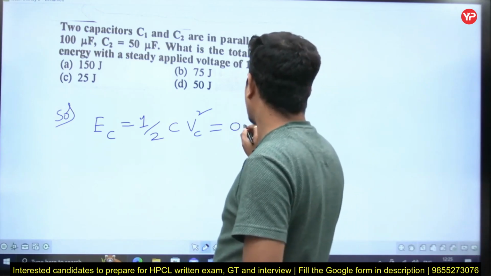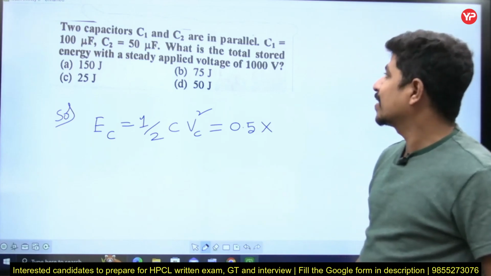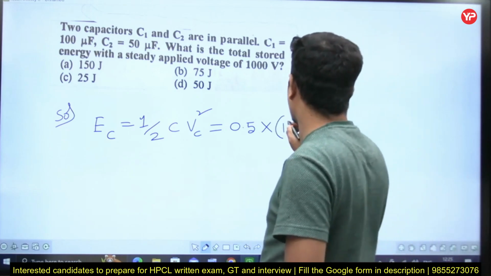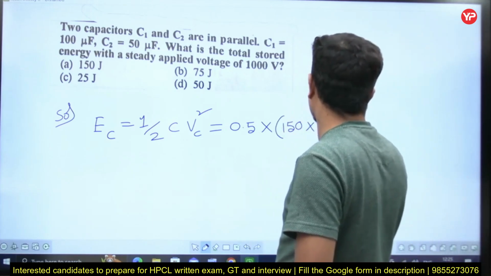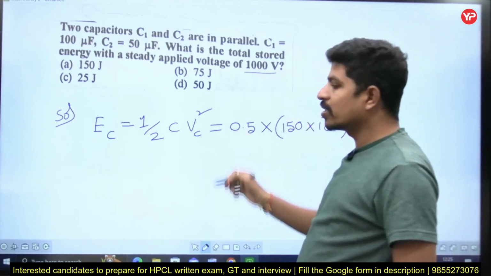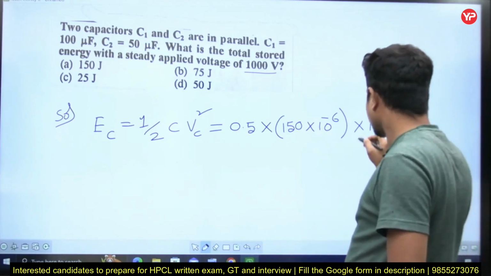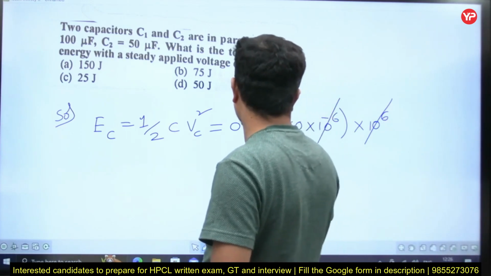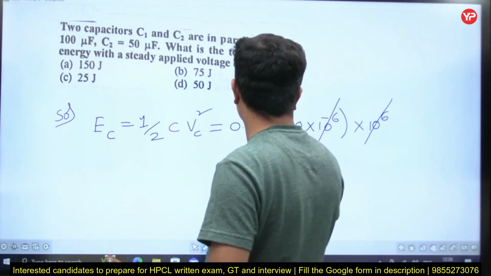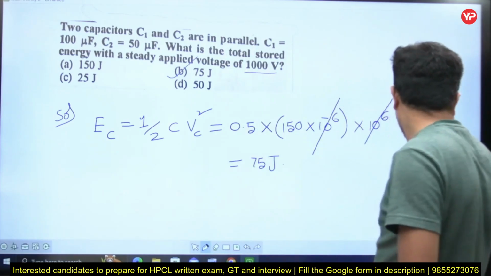Here half means 0.5 into C equivalent. As two capacitors C1 and C2 are both connected in parallel, the resultant capacitance will be 150 microfarad. 150 into 10 to the power of minus 6 into voltage is 1000 volts. 1000 square is 10 cube squared, 10 to the power of 6 it is. This gets cancelled. So it is 0.5 into 150, divided by 2, it is 75 joules. Option is B. Option is B. Let's go to the next question.